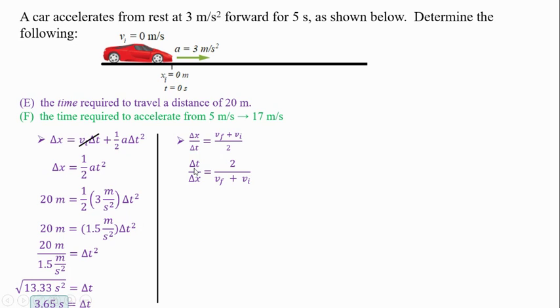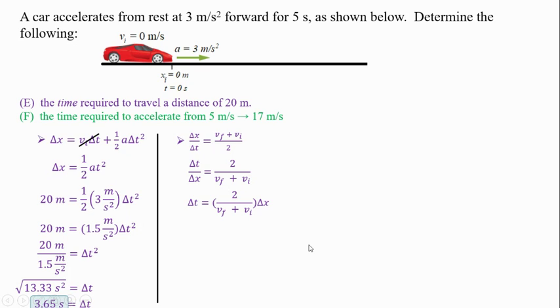So therefore, delta t over delta x is equal to 2 divided by vf plus vi. But I notice here delta t is not by itself yet. So to get delta t by itself, I have to get rid of this delta x in the denominator. Well, I can just multiply both sides by delta x, and that'll give me delta t by itself. Here I've chosen to use parentheses just for good habits.